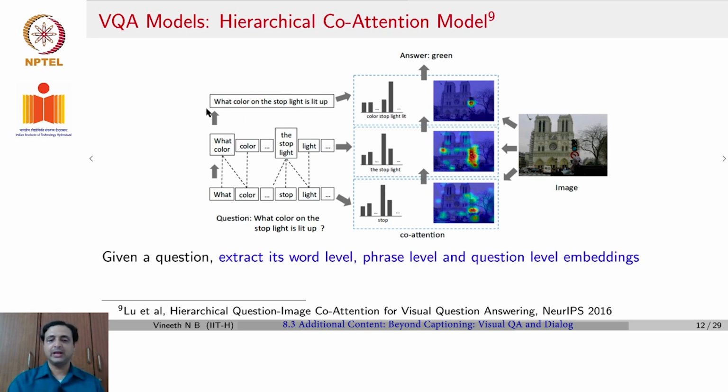Let's see this in more detail. Given a question, we extract its word level embeddings, phrase level embeddings, and question level embeddings. At this point in time, you can assume that this is something that you get by passing through some neural network. So what is the input in these cases? Do you really give the text as input? Not really.